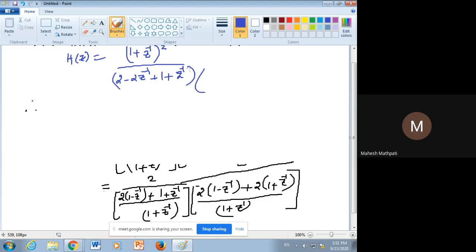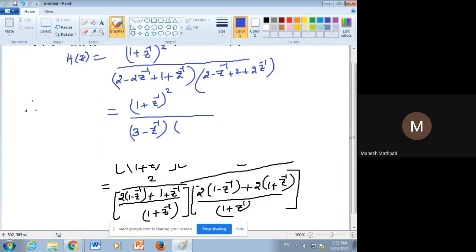Then the second bracket is again 2 minus 2 z inverse plus 2 plus 2 z inverse. Okay. So this equals to again, it is 1 plus z power minus 1 square divided by, what we can write further? This is 3 minus z inverse.